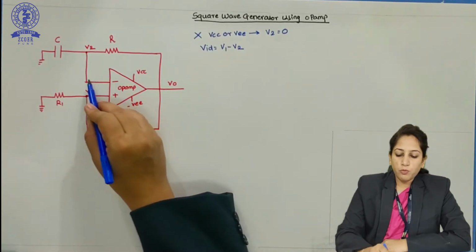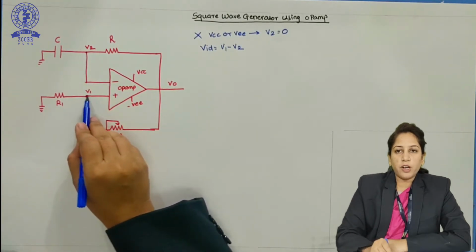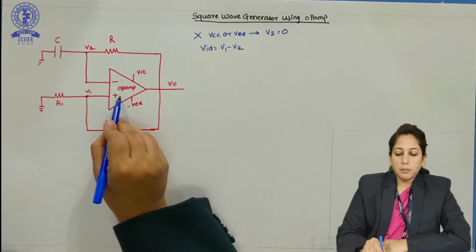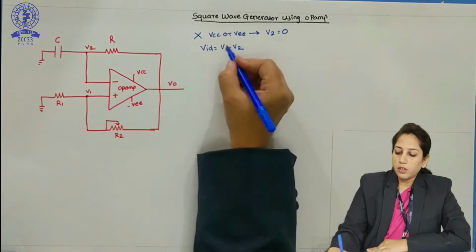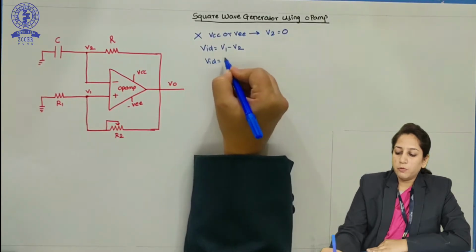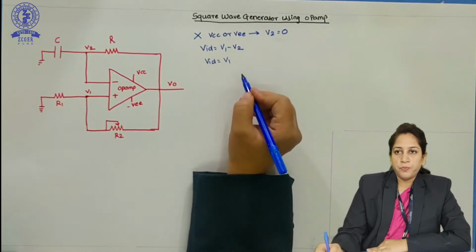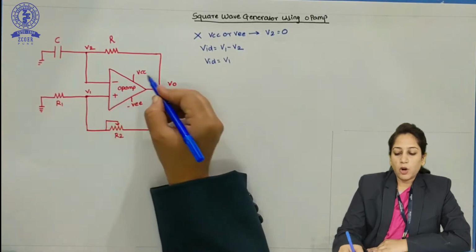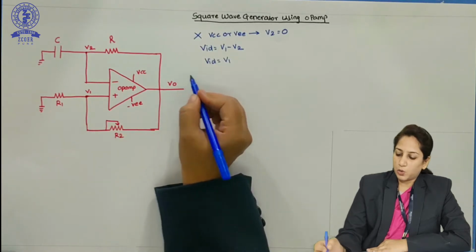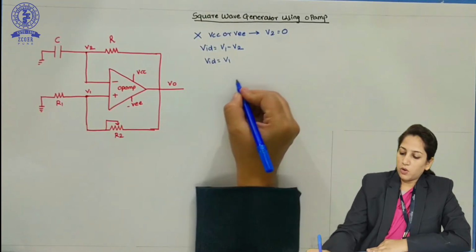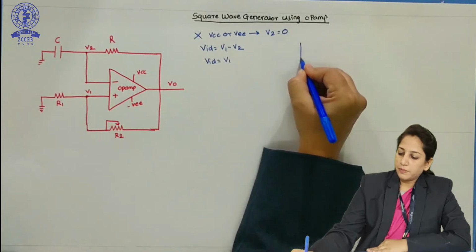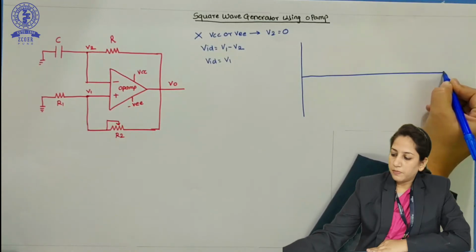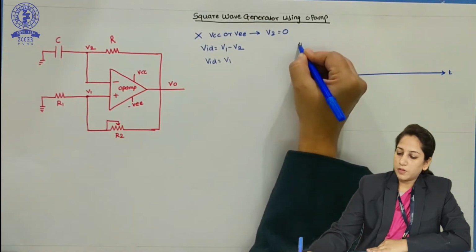Suppose now V2 is equal to 0 and V1 is a small finite voltage. That means at the non-inverting terminal my voltage is more, so VID will be equal to V1 as V2 is equal to 0. So this is a positive voltage here and VID is positive, and so my output will move into plus V saturation. Suppose I will draw here a diagram. This is the voltage axis.